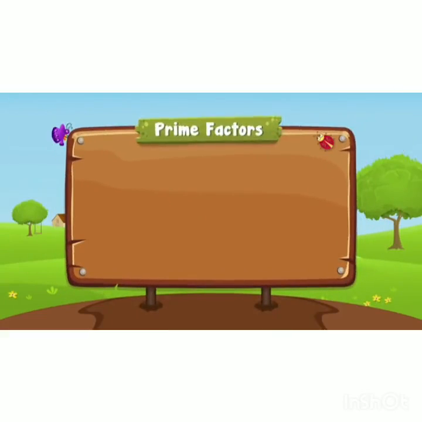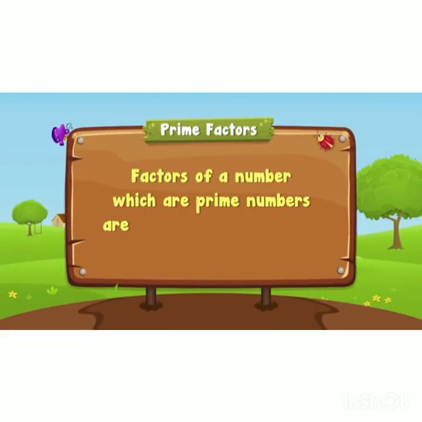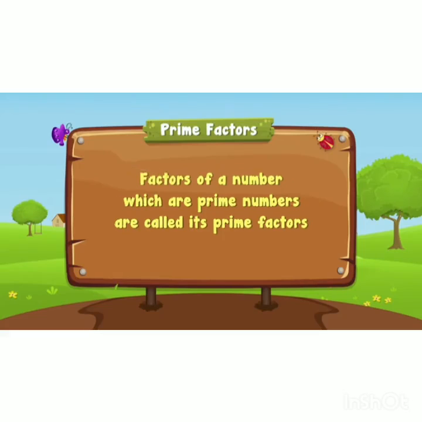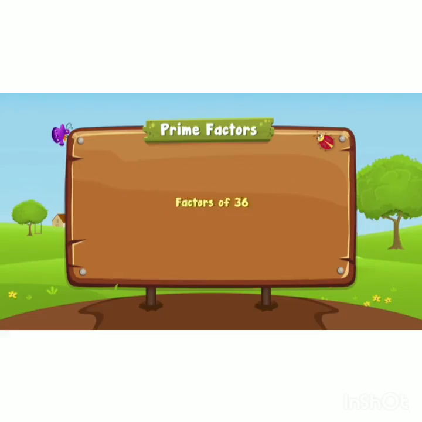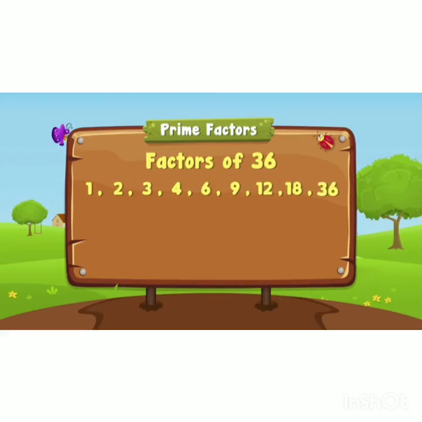Let us now understand prime factors. Factors of a number which are prime numbers are called its prime factors. For example, if we talk about the number 36, the factors of 36 are 1, 2, 3, 4, 6, 9, 12, 18 and 36, out of which 2 and 3 are prime numbers. Hence, the prime factors of 36 are 2 and 3.